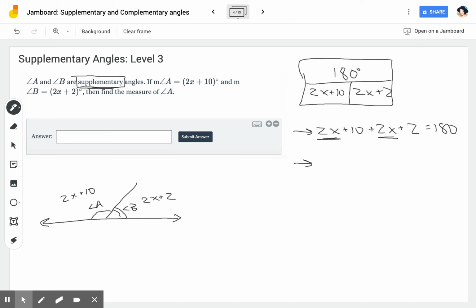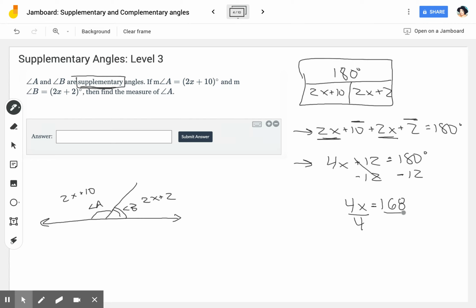When I combine 2x and 2x, I get 4x. When I combine 10 and 2, I get 12. And that totals up to 180 degrees. When I subtract 12 from both sides, I get that 4x is equal to 168. And so now is the time to pull out your calculators and try it out yourself. If you need to pause the video, do so.